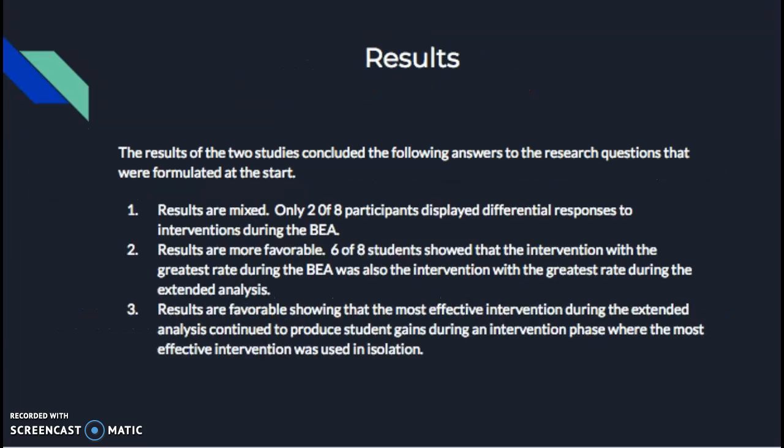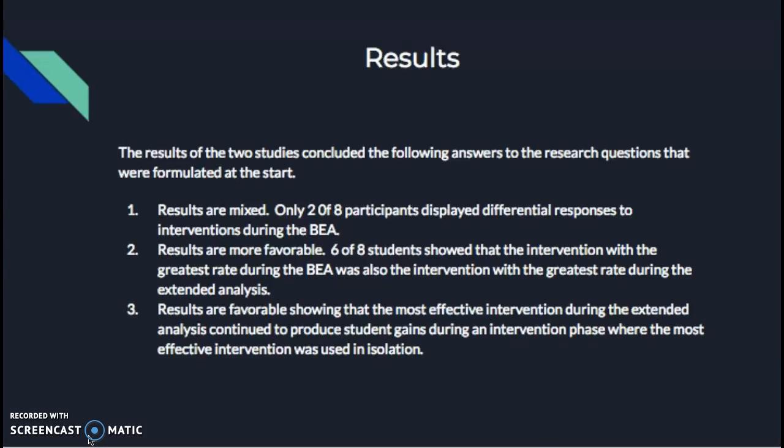Finally, the results. The results of the 2 studies concluded the following answers to the research questions that were formulated at the start. So the answer to question number 1, will the students demonstrate differential responding to math fluency interventions during a BEA of the interventions? The results were mixed. Only 2 of the 8 participants displayed differential responses to interventions during the BEA. For question number 2, will students' response to an intervention during the BEA predict students' response to an intervention during an extended analysis? The results were more favorable. 6 of 8 students showed that the intervention with the greatest rate during the BEA was also the intervention with the greatest rate during the extended analysis.